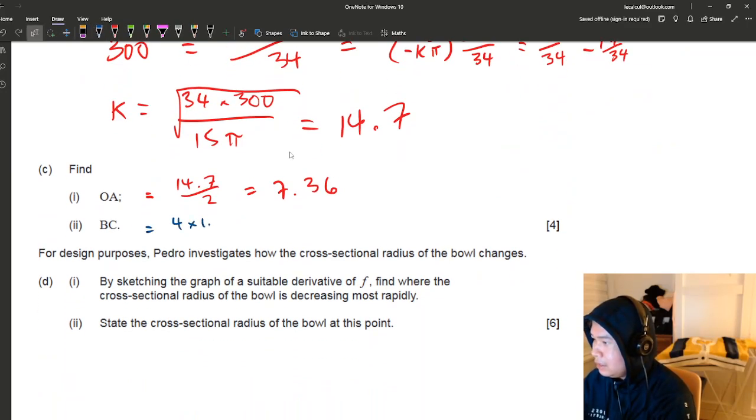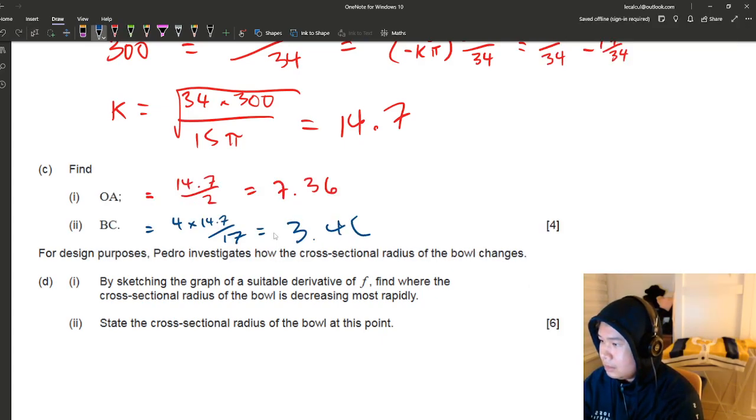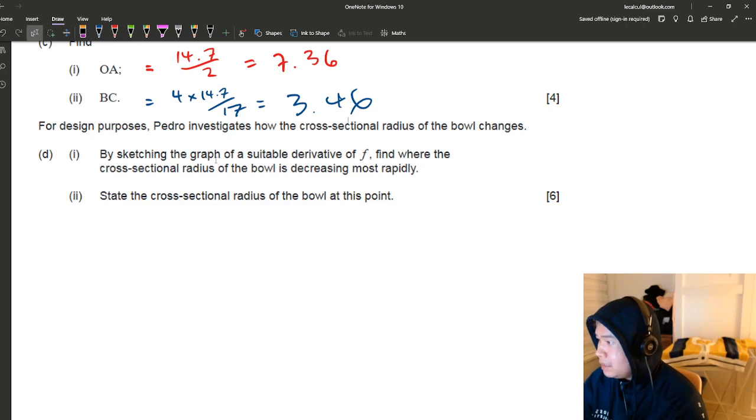So 4 times 14.7 divided by 17. So let me go back. So here's my k times 4 divided by 17. 3.46. Okay. For design purposes, Pedro investigates how cross-sectional radius of the bowl changes. By sketching a graph of the derivative of f, find where the radius of the bowl is decreasing most rapidly.